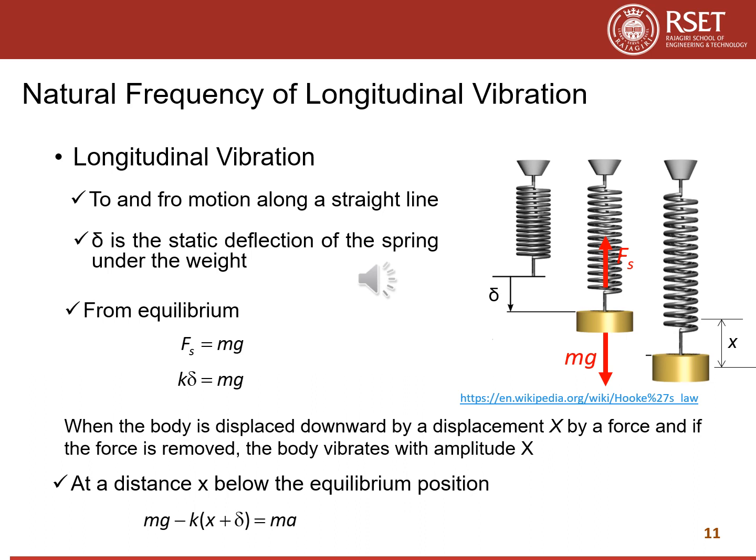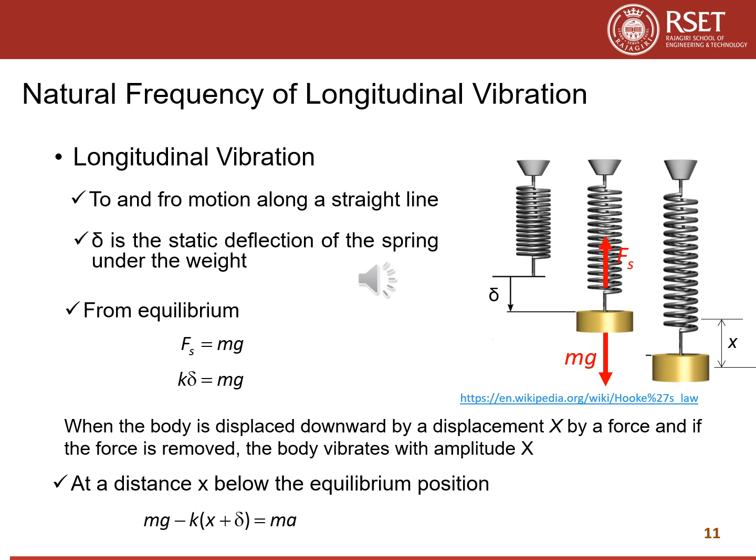Now we are going to put a mass below the spring. Due to the weight, the spring will elongate. Let that elongation be delta. That will be known as the static deflection of the spring. Due to this elongation, there will be a spring force developed in the opposite direction, that is upwards. So from equilibrium we can write Fs is equal to mg.